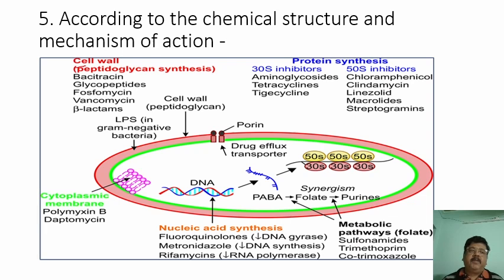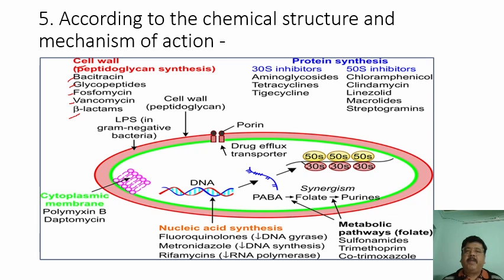which are acting on the cell wall: bacitracin, a topical antibiotic which is used for identification of Streptococcus pyogenes, group A streptococci. Then glycopeptide antibiotics, fosfomycin, which is used for urinary tract infection, vancomycin, which is the drug of choice for MRSA, and the beta-lactam group of antibiotics. All these act on the cell wall.